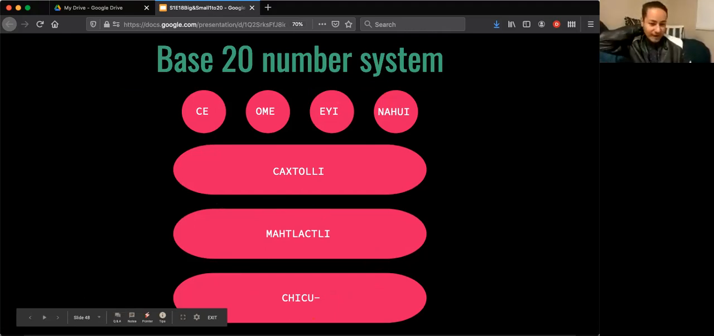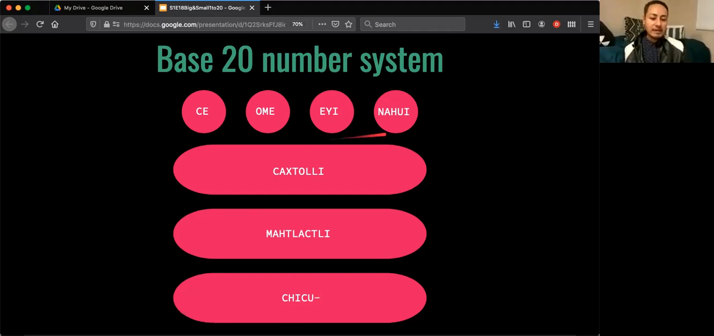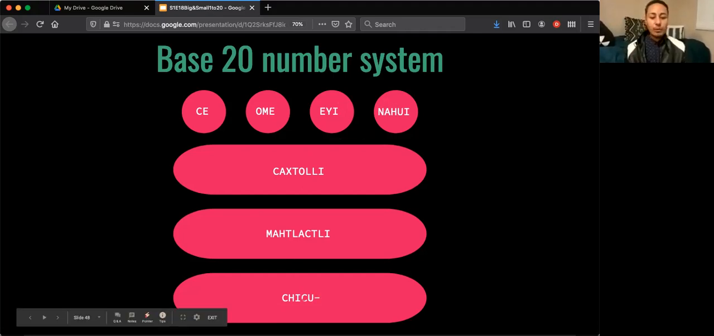So from 1 through 5, we know it goes se, ome, eyi, nawi, and then it becomes makwili, right, with the bar. But after makwili, basically you have the bar and then any number that you put above it. So if you want to say 6, it's going to be chikwa se. And then it's going to become chiko me, chikwe yi, chiknawi. And then once you reach 10, it becomes matlakli.